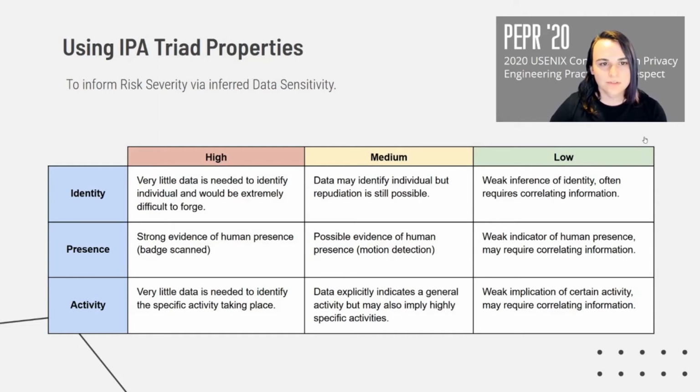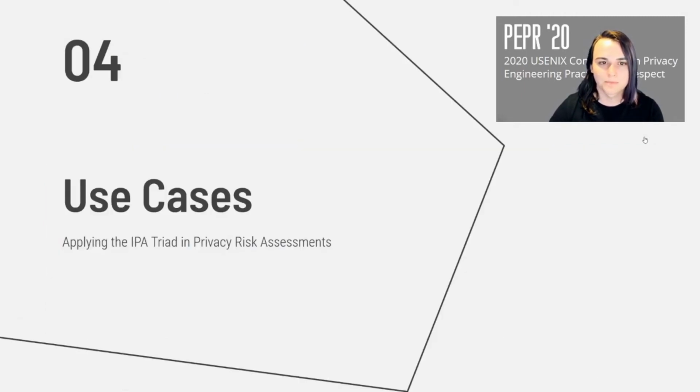So here's how I suggest you use the IPA Triad properties. I suggest you use them to inform risk severity via the inferred data sensitivity. This should be somewhat intuitive here, but an example of something I would consider to be a high identity sensitivity could be like biometrics, video footage, that sort of thing. I'll move on for time's sake, though.